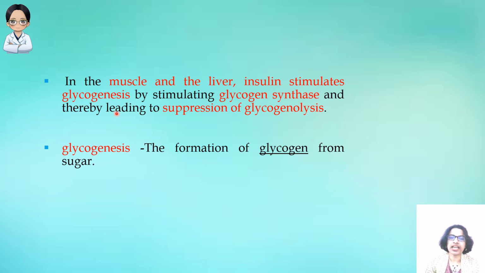In the muscle and the liver, insulin stimulates glycogenesis by stimulating glycogen synthase, thereby leading to suppression of glycogenolysis. Lysis means breakdown. Glycogenesis is the formation of glycogen from sugar.